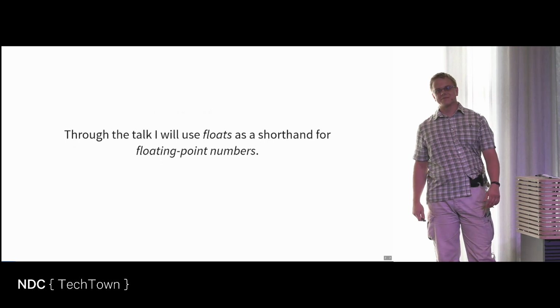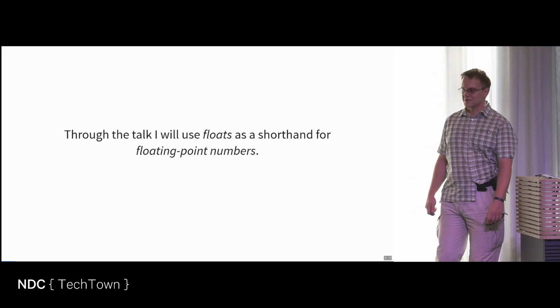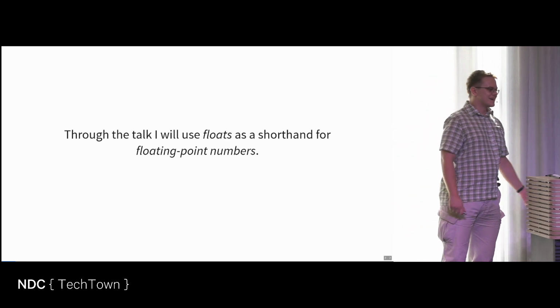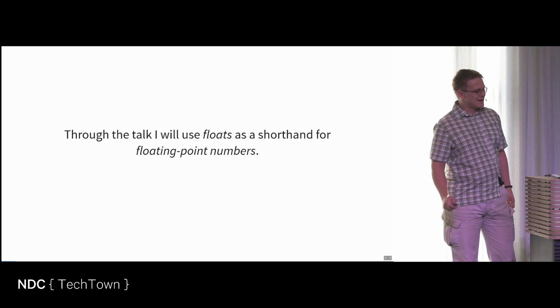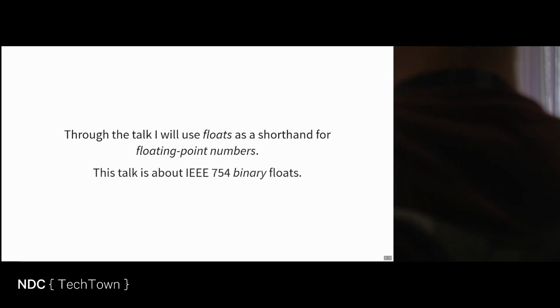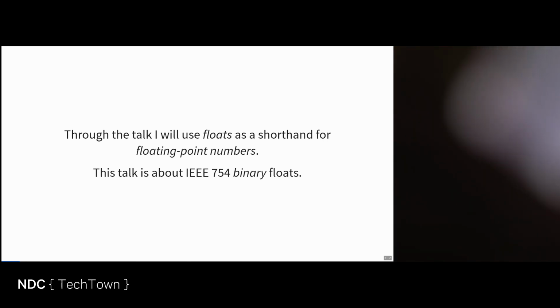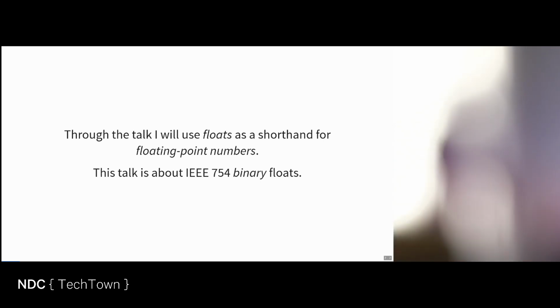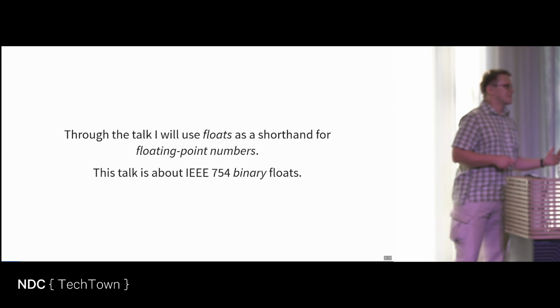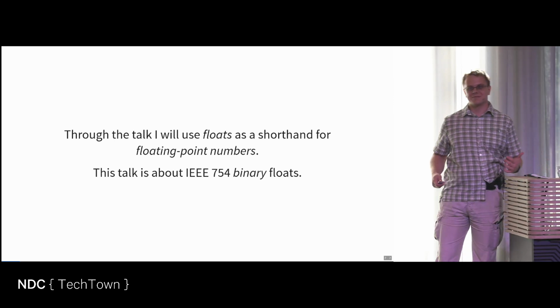First, I will be using floats as short for floating point numbers because saying floating point numbers over and over and over again is not fun. Now, I will be talking about IEEE 754 binary floats. One, IEEE actually contains decimal floats as well. Two, there is a bunch of other floats that exist, and we will not touch these because they are mostly unused unless you are one of the poor people who has to use IBM.